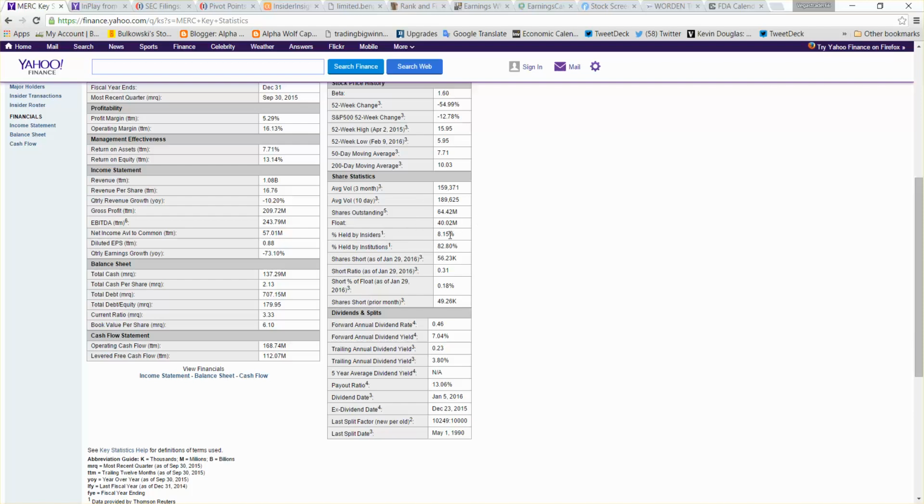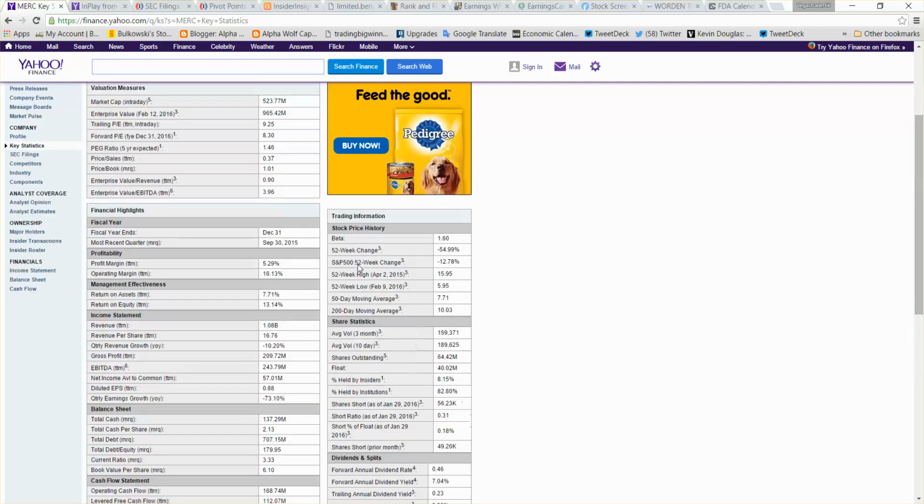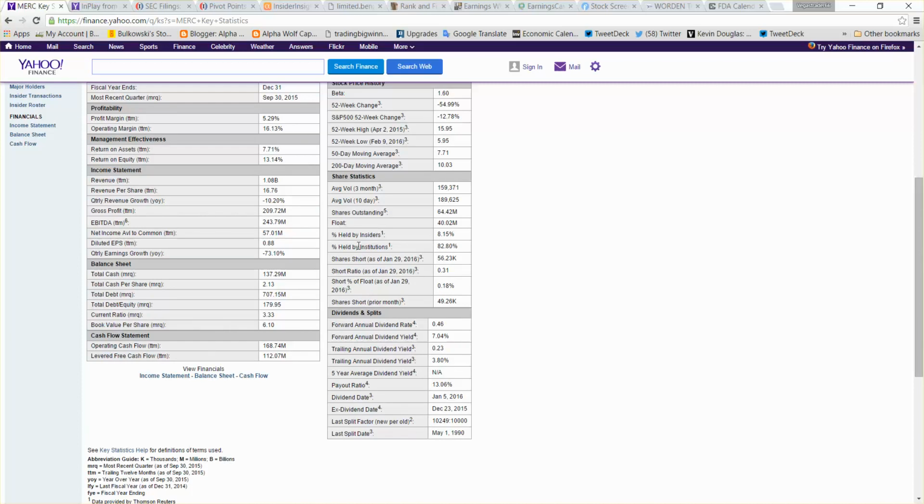You can see insider holdings, institutional holdings, 52-week high, 52-week low, 50-day moving average, the 200-day moving average, whether they pay a dividend, and what the yield is. There's a tremendous amount of information that you can find on this one sheet. And that helps me determine whether or not I want to take it for a day trade or potentially a swing. Or maybe it's a stock that I would look to invest in.